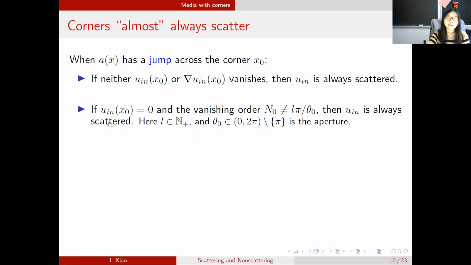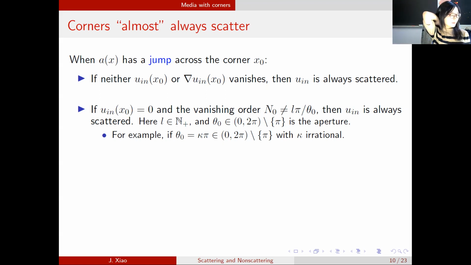Okay, so there is a funny consequence. For example, if the aperture is an irrational multiple of pi, then any incident field that vanishes at this corner will be scattered. This is just because if theta naught is an irrational multiple of pi, the other side will be an irrational number, while the vanishing order is an integer. This would always be the case.